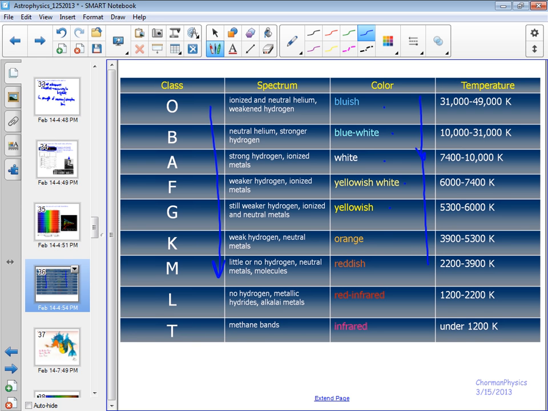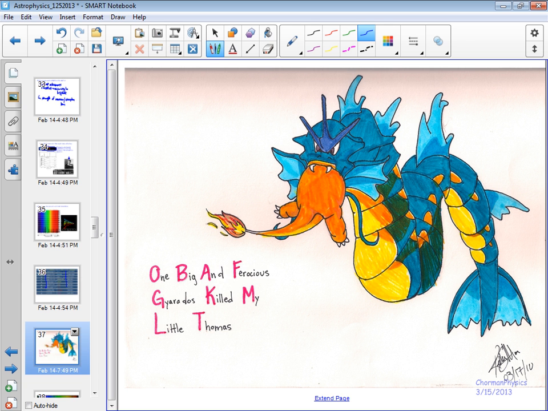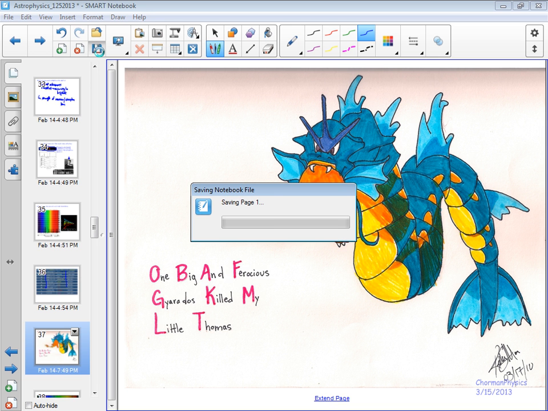There are a couple of different mnemonics that you can use to study their order. This one was drawn for me by an old student: "One big and ferocious Gyarados killed my little Thomas." I am the little Thomas, even though I am the Charmander in this picture as well. Artwork deserving of praise, but this can help you remember it. One of the lame ones that astronomers like to use that works is, "Oh, be a fine girl/guy, kiss me." And that is something that I think a lonely astronomer must have come up with a long time ago.